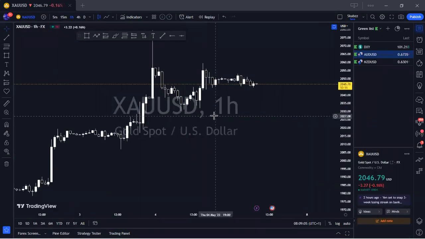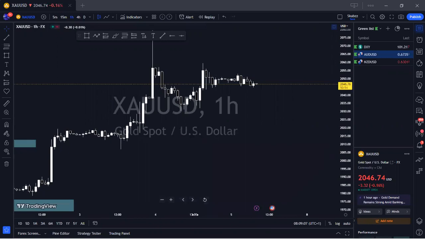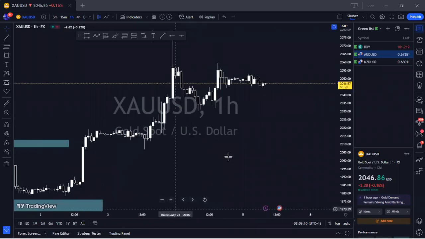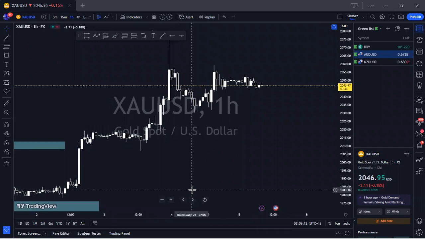I'm not going to say anything about this gold. It's looking very poor, so I have nothing to say about it. I think it's more or less in the range right now, so it's better just to leave it.